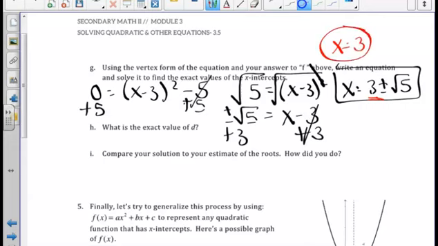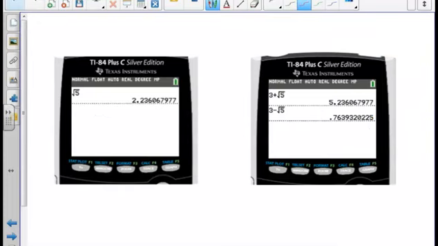Now, notice in this answer that 3 was our axis of symmetry. x equals 3 was our axis of symmetry. So what our solution is telling us is that if we add root 5 to 3, we should get an x-intercept, and if we subtract root 5 from our axis of symmetry, 3, we should get another x-intercept. If I look at my calculator here on the left, I notice that root 5 is approximately 2.2. And that's what we estimated when we looked at our graph.